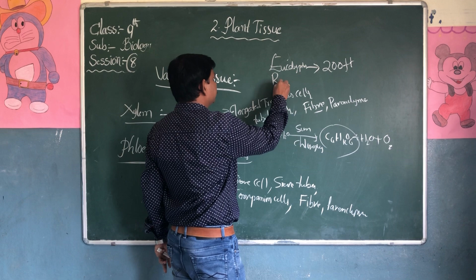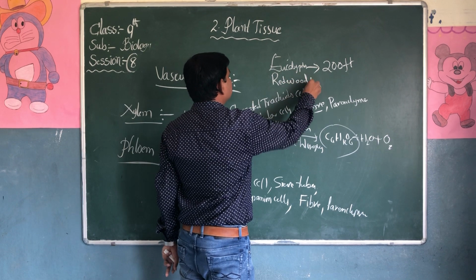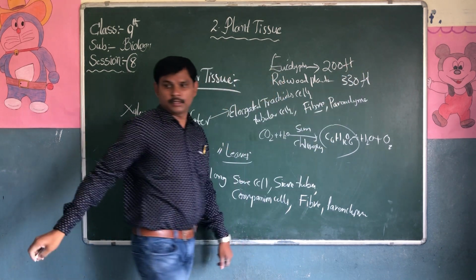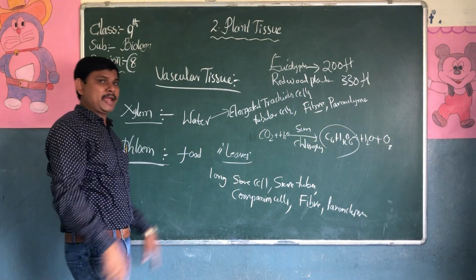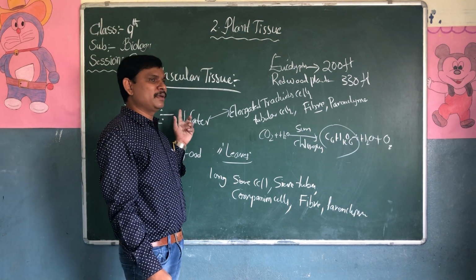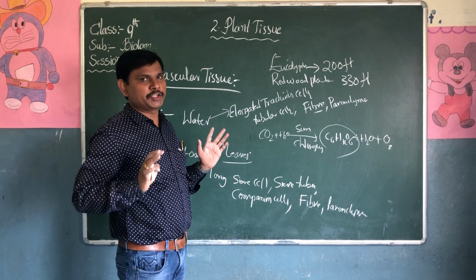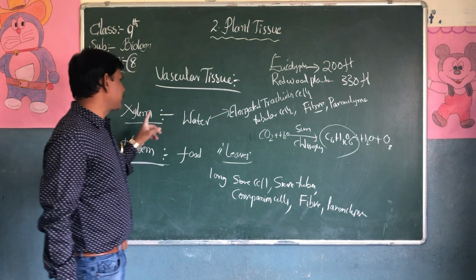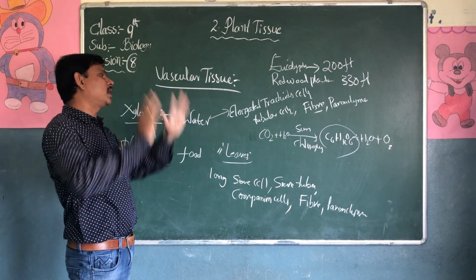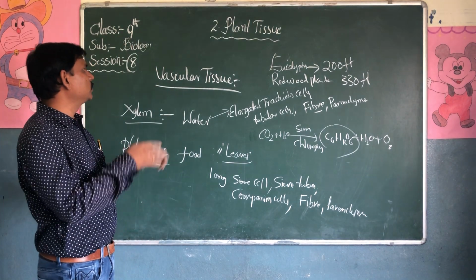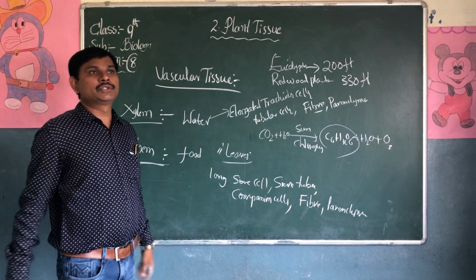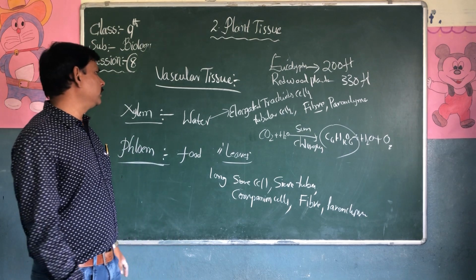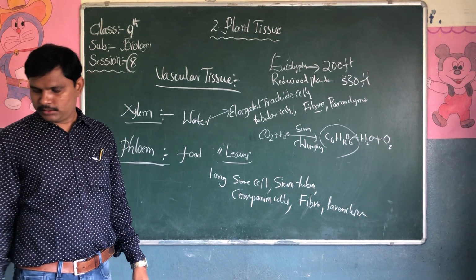In redwood plants, it's around 330 feet. Even though the redwood is 330 feet tall, xylem transports the water within the plant. So today we discussed two very important types of tissue: ground tissue, and the second one, vascular tissue.